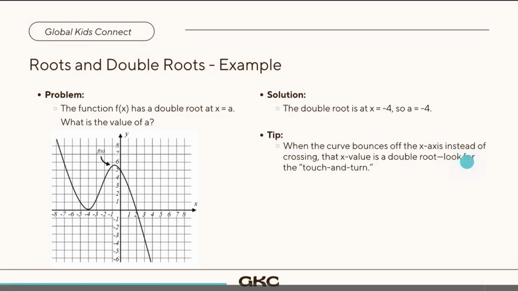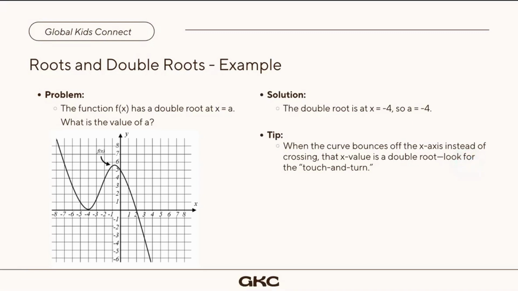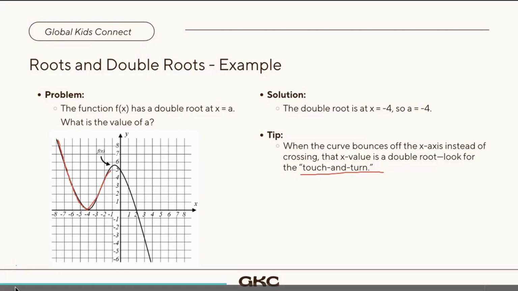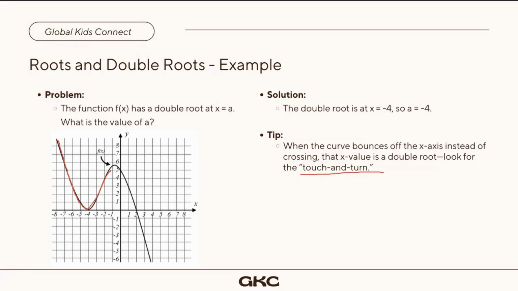And so the solution, very simple. A tip for these kinds of questions is that when the curve bounces off the x-axis, instead of crossing, that x value is a double root. So you should always look for what I call the touch and turn. So when the graph touches the x-axis and then turns away. We can move on to our next concept.